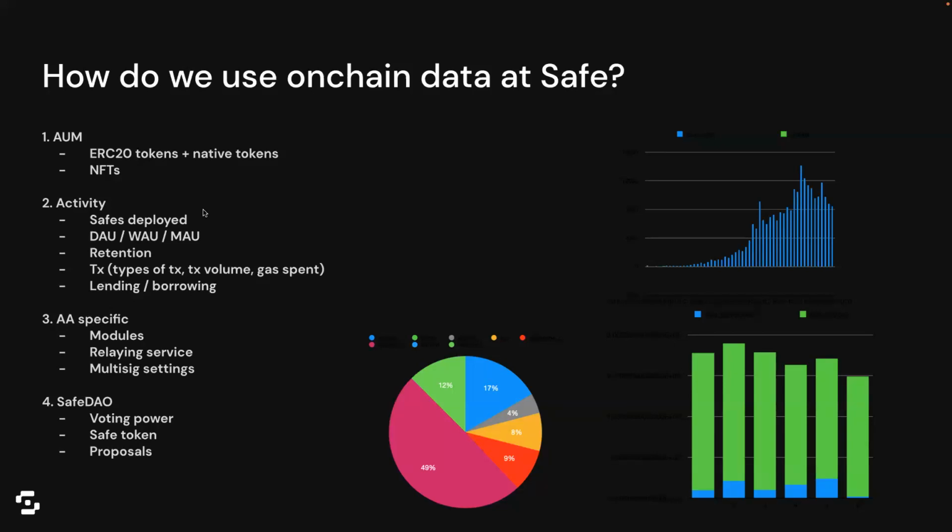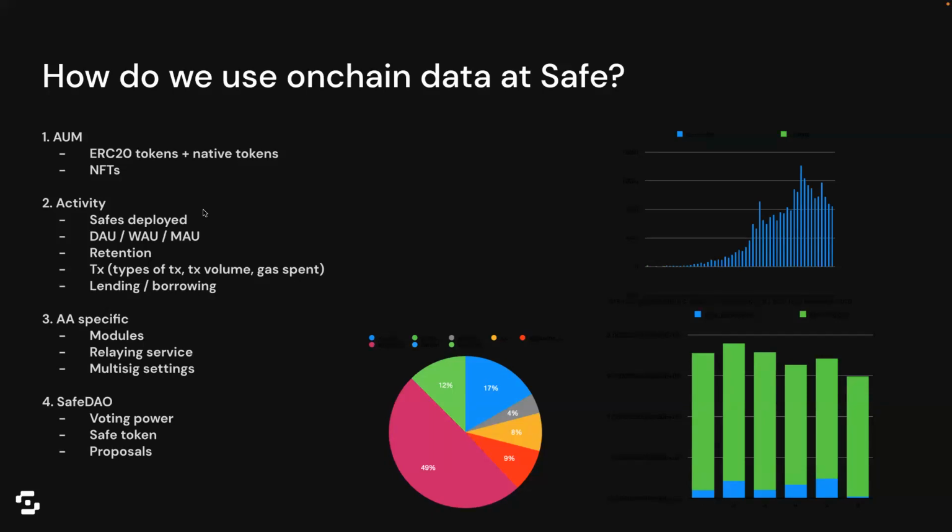And there are also some account abstraction specifics, for example which modules are being enabled, on which safes, and how often these modules are being enabled. Also, are people using relaying services there? How much gas is being sponsored? What are the levels of multi-sig settings? For example, how many signers on average does a safe have?